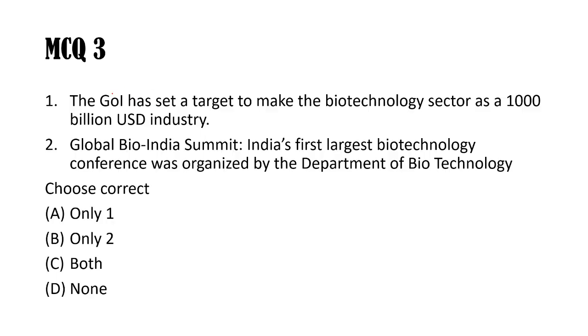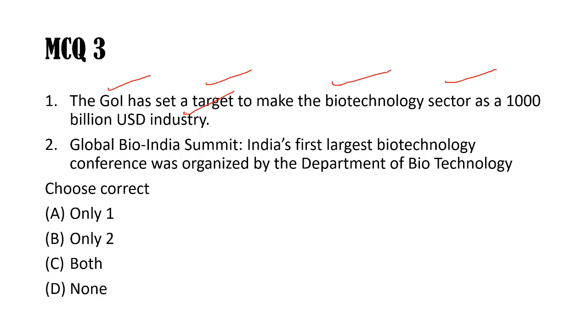So that's important. Next, the government of India has set a target to make the biotechnology sector a $1,000 billion industry. Is it correct? $1,000 billion means 1 trillion. In total, we are targeting a $5 trillion economy by 2025, and that looks nearly impossible today. So alone biotechnology sector, which is surely a sunrise sector, but not much growth is there in India if you compare it with other important countries like Australia, Germany, US and all.